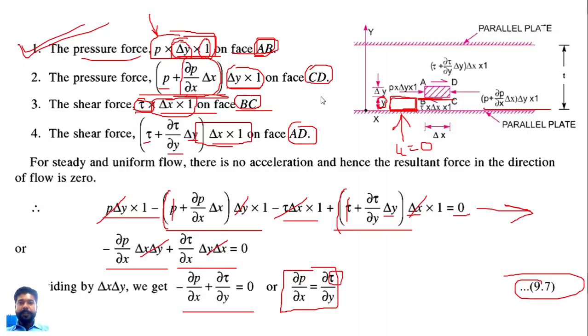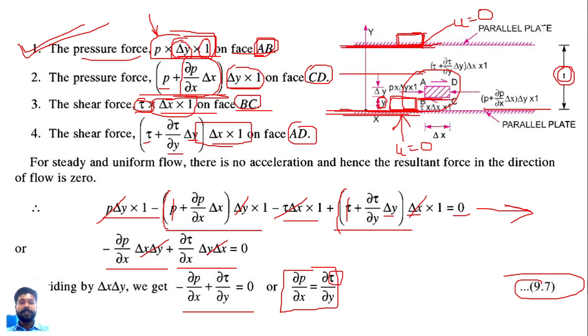Y equals t means that this arbitrary surface is at this side, at this distance t. When y equals t, your arbitrary plate is at this level. So at this level, your u, meaning your velocity, is again 0, because of direct contact between this plate and these parallel plates. So whenever you have direct contact between these end plates, your velocity will be 0.